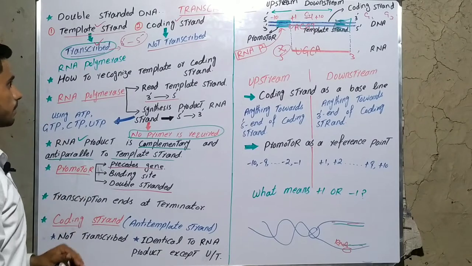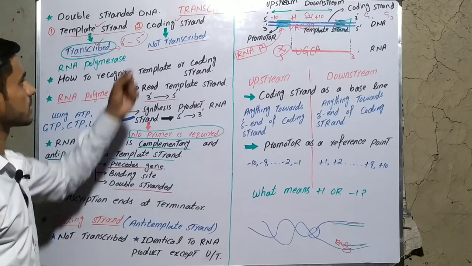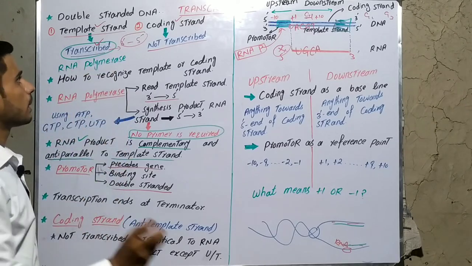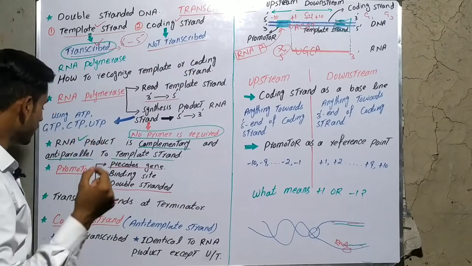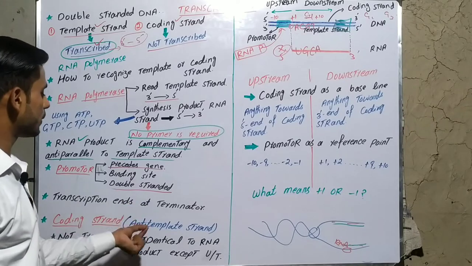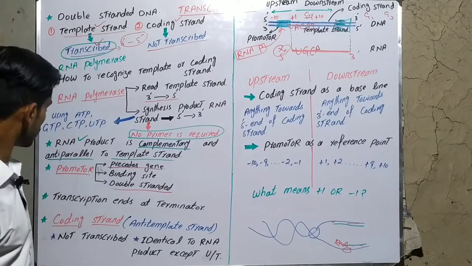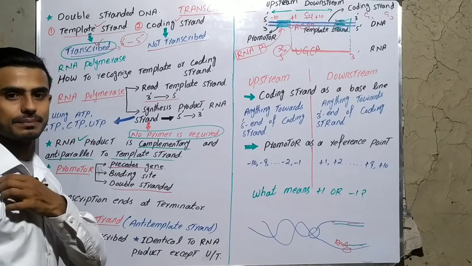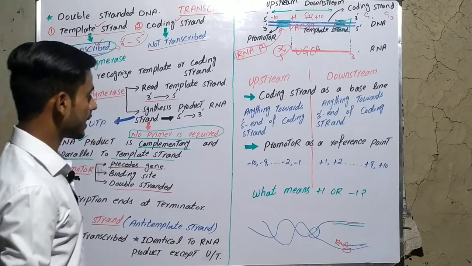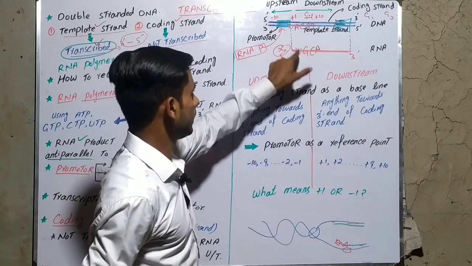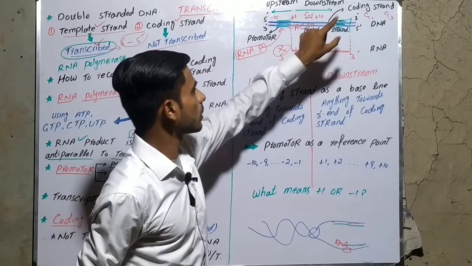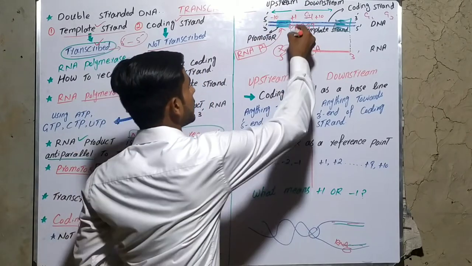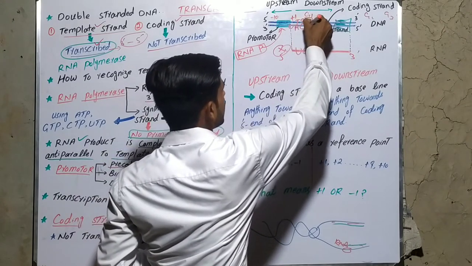So that was a little bit about the template strand, but now I would like to discuss the coding strand as well. The template strand is going to be transcribed, but the coding strand is not going to be transcribed. The coding strand's second name is the anti-template strand, meaning that it is opposite to the template strand. So it is not transcribed, as you know. And the second thing is that it is identical to the RNA product except for uracil and thymine. I am going to explain this point. As you can see, the RNA product is complementary and anti-parallel to the template strand, and the coding strand is also complementary and anti-parallel to the template strand. But look here, here is a T, so there must be A T C G G C T A.